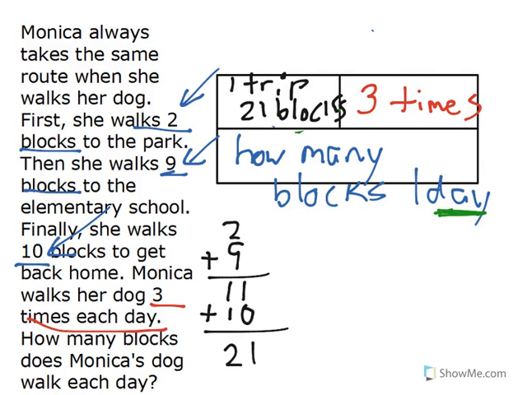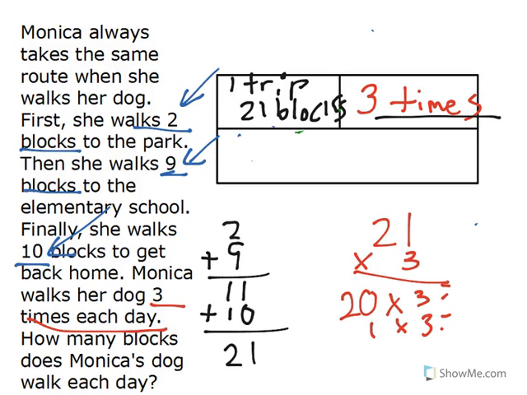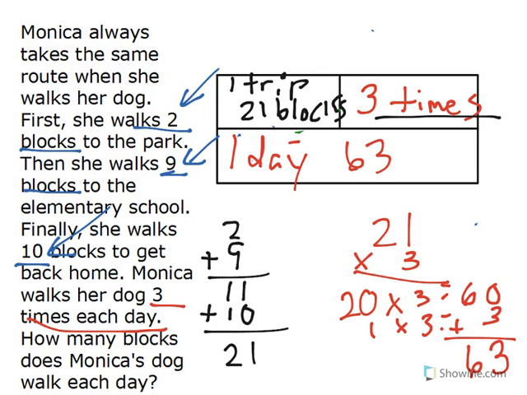Now, I know that in each day, she makes 3 trips though. So notice that it says 3 times. It's actually telling you what you need to do. You need to take 21 and times it by 3. That's going to tell you how many blocks she walked in one day. So we're going to take 21 and we're going to multiply by 3. I'm going to choose to use break apart. So I'm going to do 20 times 3 and 1 times 3. I know that 20 times 3 is 60, and 1 times 3 is 3. And if I add these two numbers together, that would give me 63. So, in one day, she walked 63 blocks.